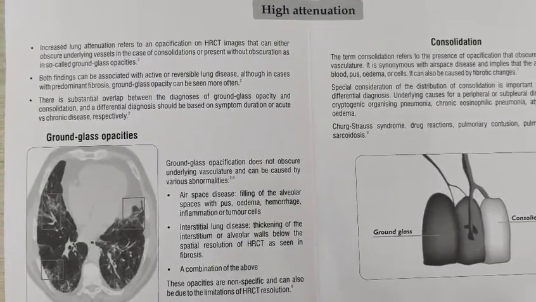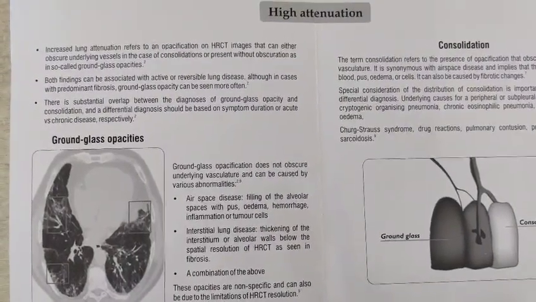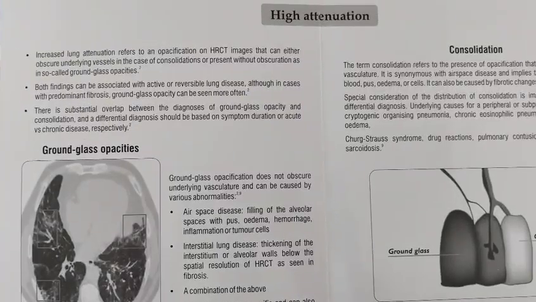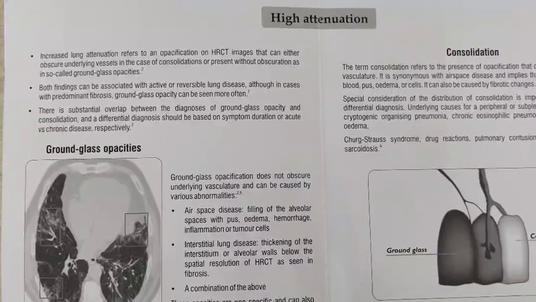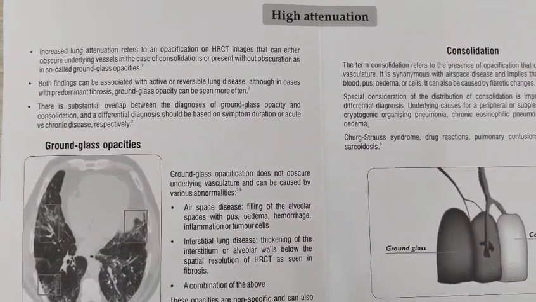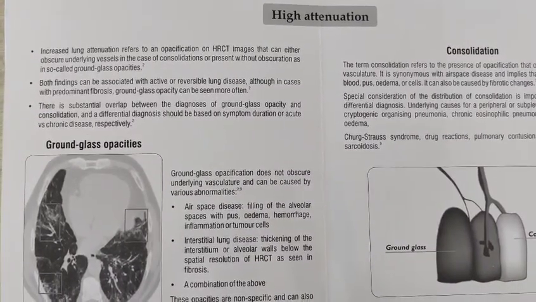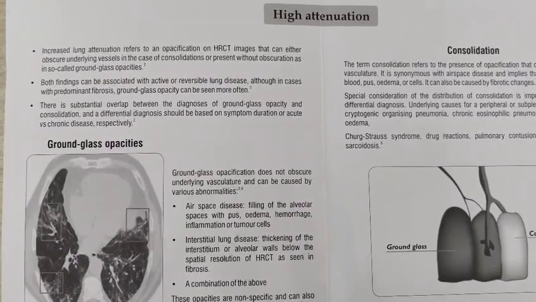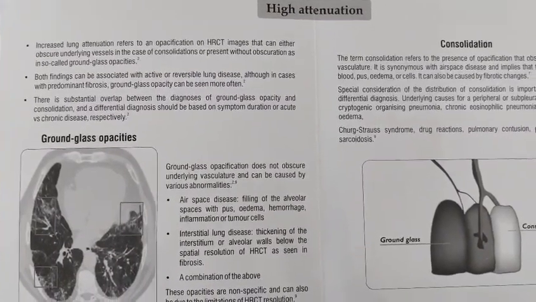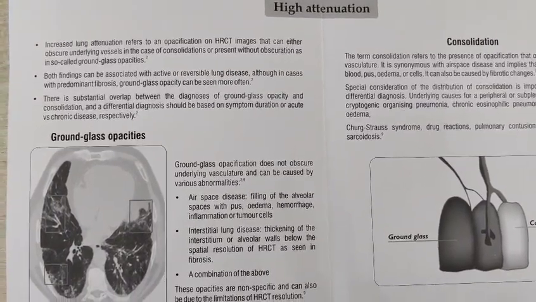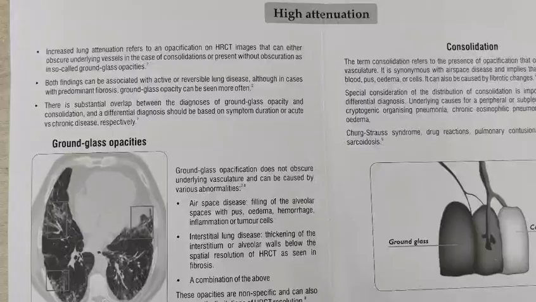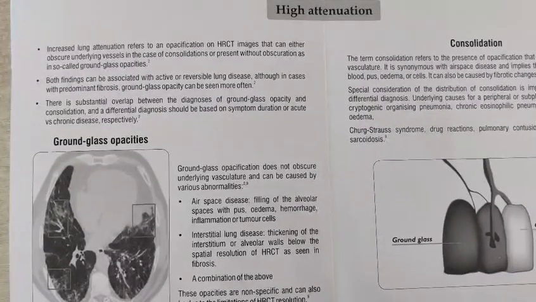There will be areas of high attenuation and low attenuation. Firstly, high attenuation. Increased lung attenuation refers to opacification of the HRCT image that can either obscure underlying vessels, as in the case of consolidation, or be present without obscuration, as in so-called GGOs. Both findings can be associated with active or reversible lung disease, though in cases with predominant fibrosis, GGOs can be seen more often.